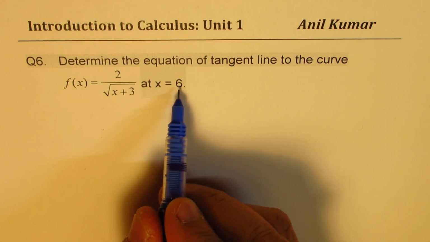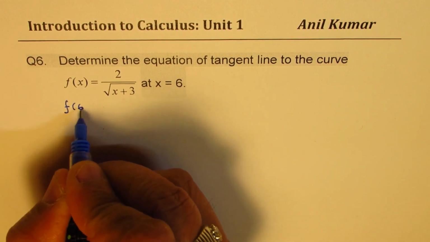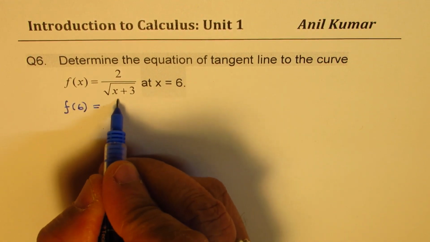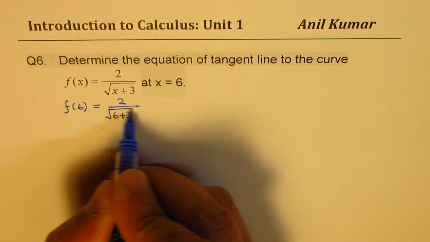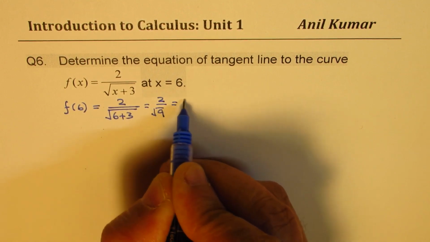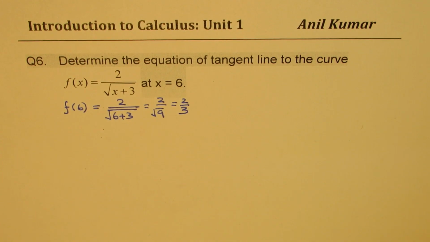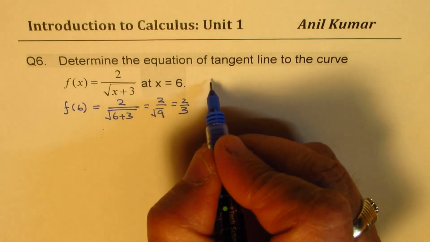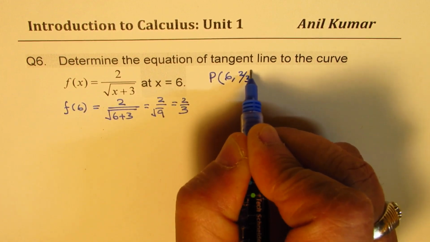Now at x equals 6, what is the point? That means what is f of 6 equal to? So if I substitute 6 here, I get 2 over square root of 6 plus 3, which is 9. And that gives me 2 over square root of 9, or 2 over 3, right? So that is the value at 6. That means we have a point which is 6, 2 by 3, correct?